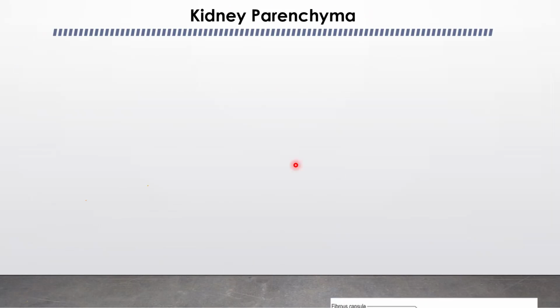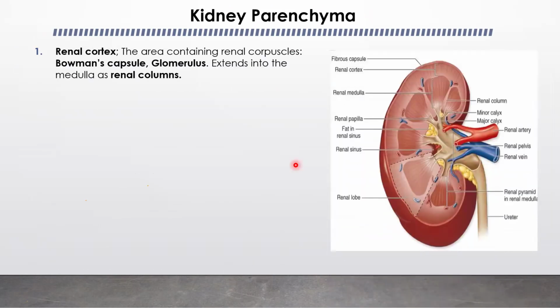So let's talk about the kidney parenchyma once again. It has a renal cortex and a medulla. The renal cortex contains only renal corpuscles. That's the most important thing. These renal corpuscles are formed by the Bowman's capsule and the glomerulus. Then we have an extension of the cortex into the medulla called the renal column. So here are the renal columns. You can see this is the cortex extending into the medulla.